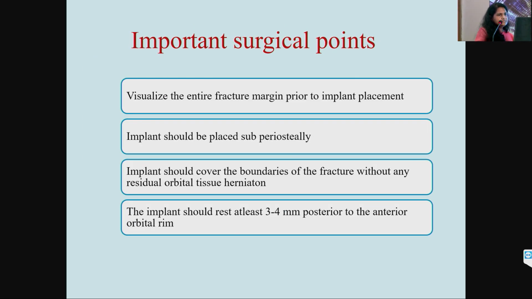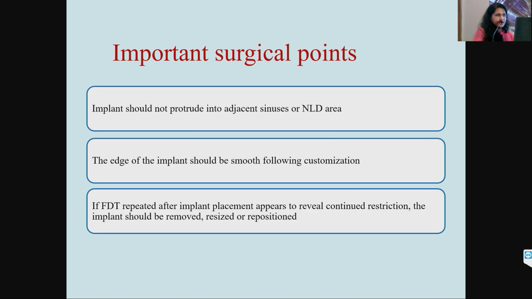Important surgical points. Visualize the entire fracture margin prior to the implant placement and it should be placed subperiosteally and it should cover all boundaries of the fracture without any residual herniation and it should rest at least 3 to 4 millimeter posterior to the anterior orbital rim. And the implant should not protrude into the adjacent sinus or NLD area. The edge of the implant should be smooth following customization.